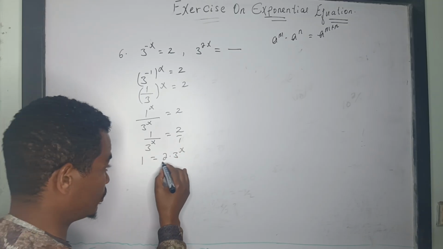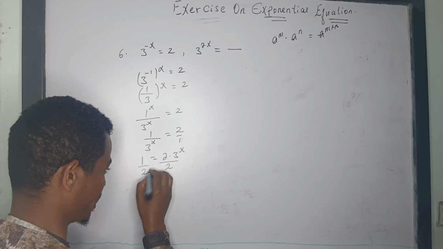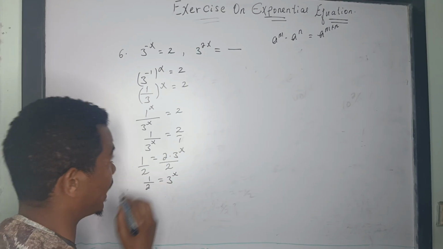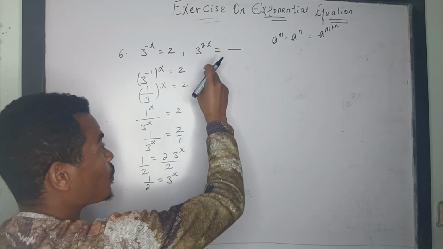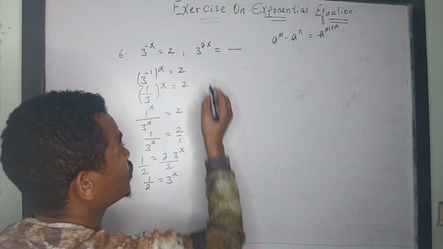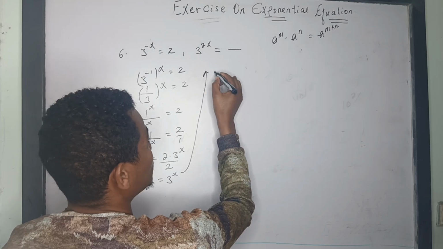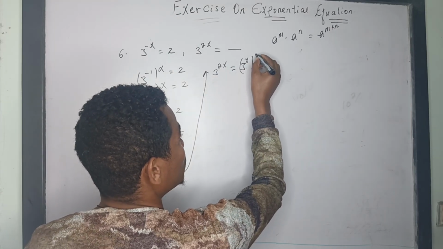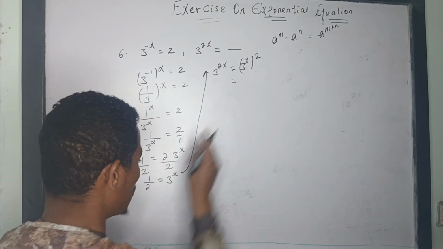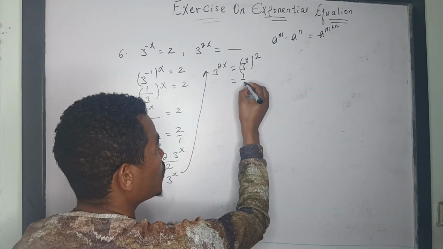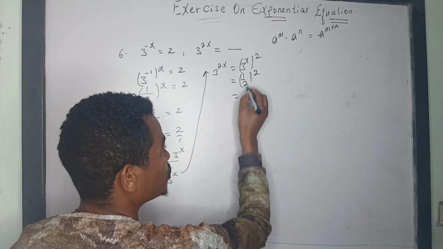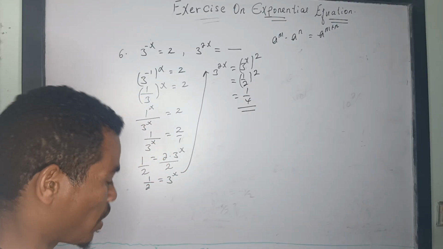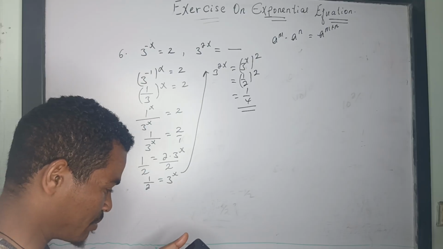From this one, divide by 2 on both sides. 1 over 2 is equal to 3 the power of x. What we were asked is the value of 3 the power of 2x. So 3 the power of 2x is the same as 3 the power of x, all to the power of 2. 3 the power of x is 1 over 2, to the power of 2. 1 squared is 1, 2 squared is 4. So the answer is 1 over 4.